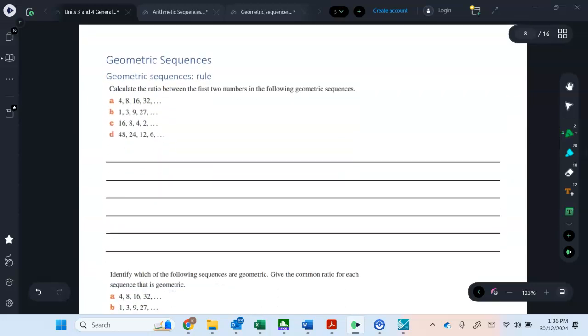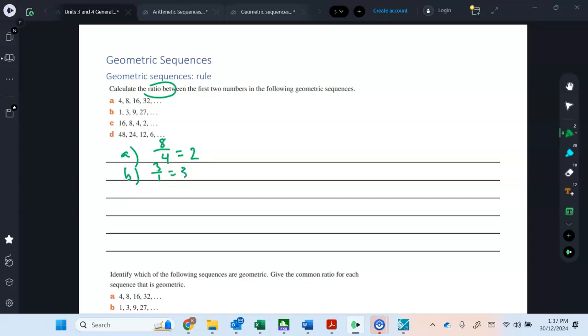All right, so let's have a look at the difference between geometric and arithmetic. To find the ratio, remember we just take the second value divided by the first. So for question A, the second value is 8 divided by the first, 2. And you can see you're multiplying by 2 each time. But sometimes it's not that straightforward. So let's do B. 3 divided by 1 is 3. C, 8 divided by 16. So this one is a half.